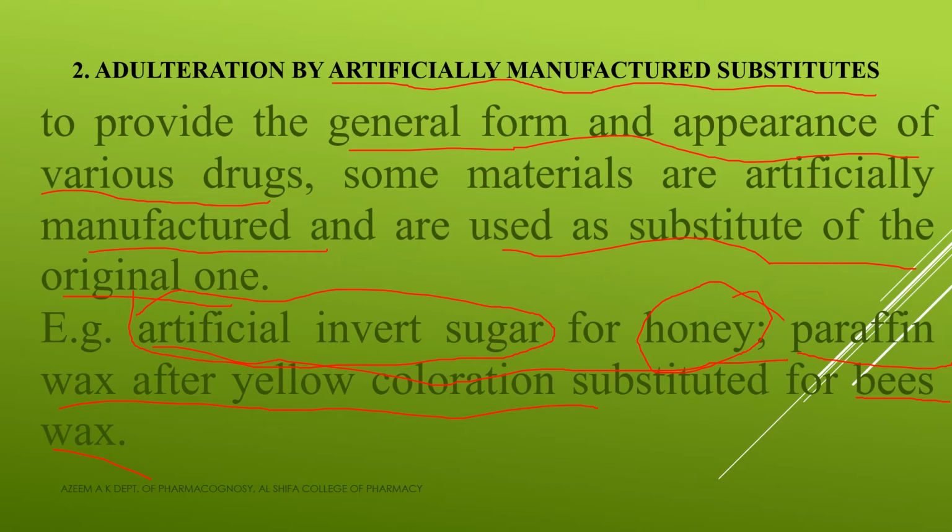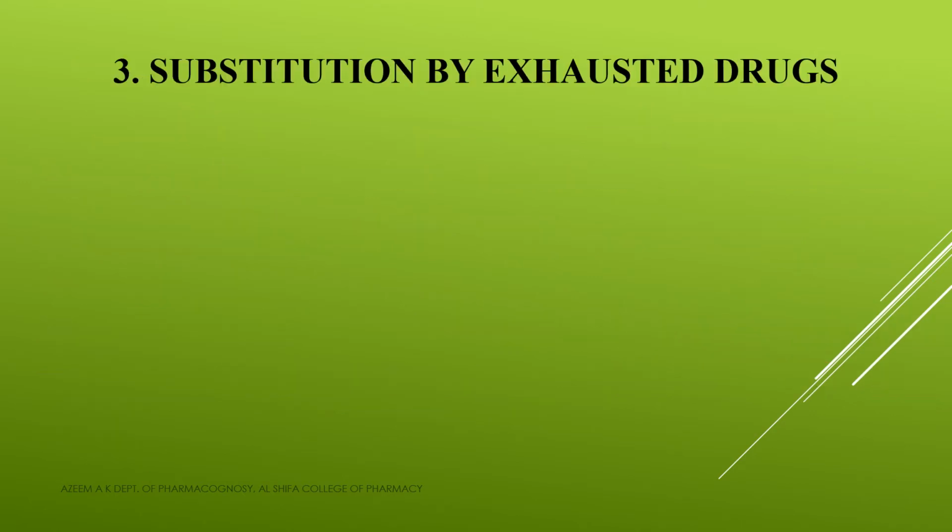Now the second thing is paraffin wax after adding some yellow coloration, and it can be substituted for beeswax. Clear? So that's about the second method of adulteration, which is adulteration by artificially manufactured substituents. Clear? About the third method of adulteration, that is substitution by exhausted drug.